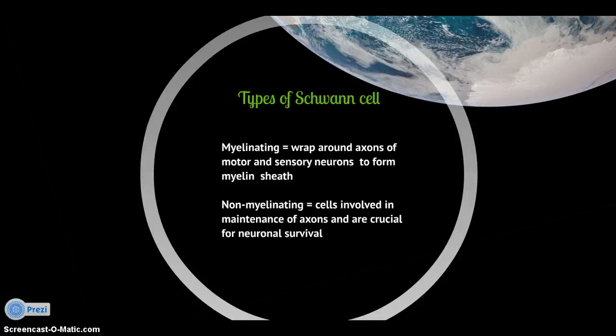It's really important for us to know about types of Schwann cells. First, we have myelinating, which are wrapped around axons of motor and sensory neurons to form myelin sheath. And also we have non-myelinating, which are cells involved in maintenance of axons and are crucial for neuronal survival.